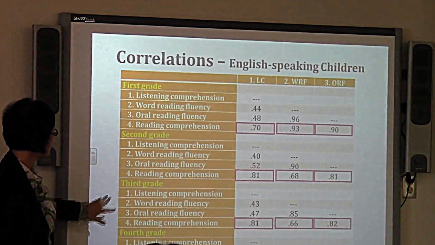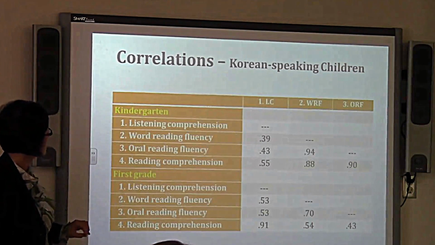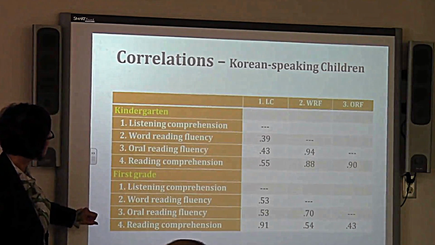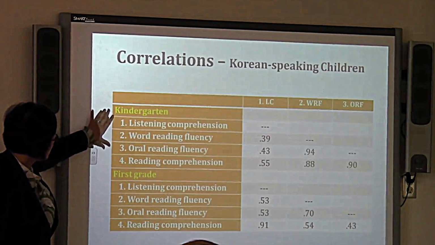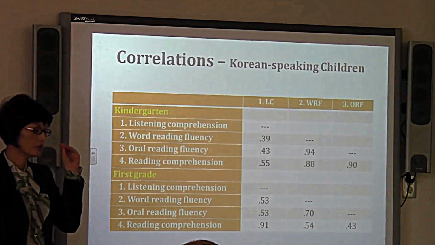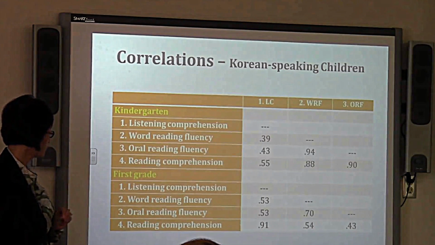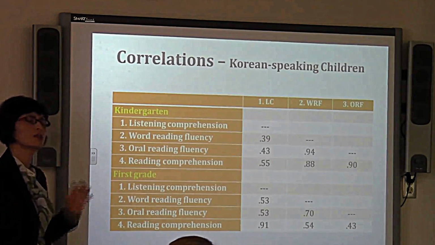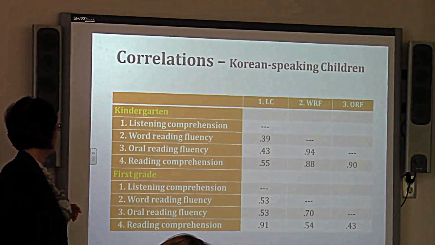So that's English-speaking kids. Korean-speaking kids, these are the results. Here I'm showing only kindergarten and first grade. I'm not showing the skilled readers in first grade and not skilled readers in first grade because the patterns were exactly the same.